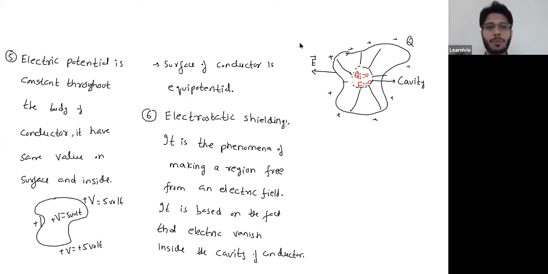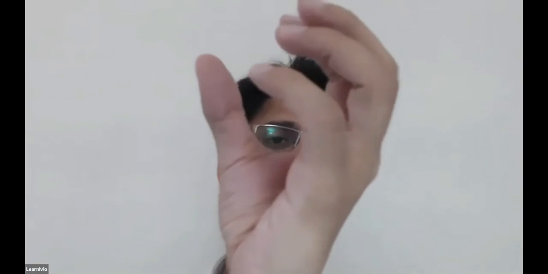Practically, this electrostatic shielding can be used to make a space free of electric field. Even in your room, there are some electric fields present. The sources of that electric field are mobile phone radiation and wires through which current is flowing. That current will produce an electric field. So if you want to make a region of your room free of electric field, you can just take a conductor and place it around that region.